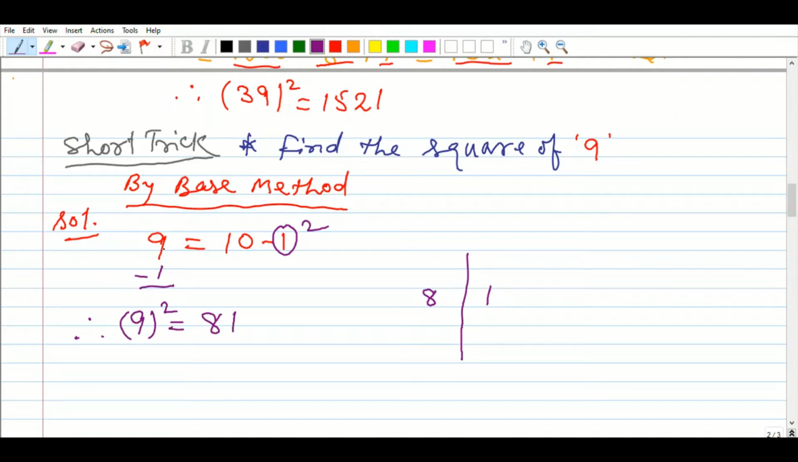It's very easy. I have taken 10 as a base. Now let me again explain it. 9 is less than 10 by 1. So we can square the 1 and write here. And again subtract 1 from 9. Write here 8. Then 9 square equal to 81. Very good.